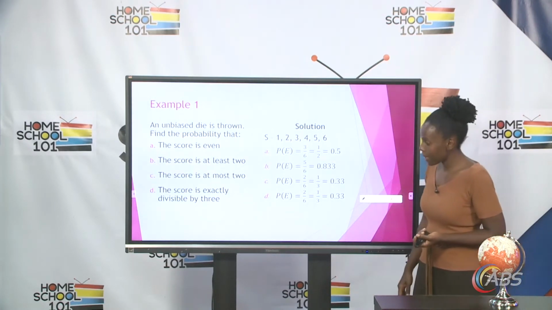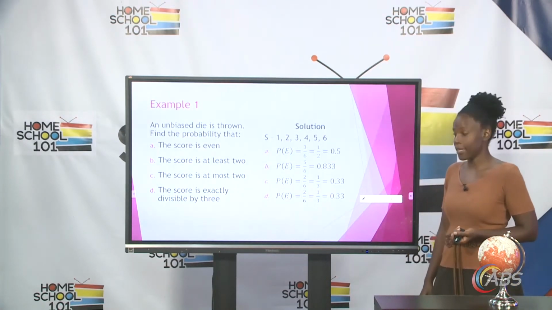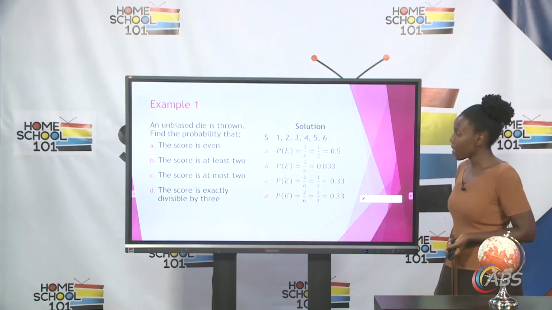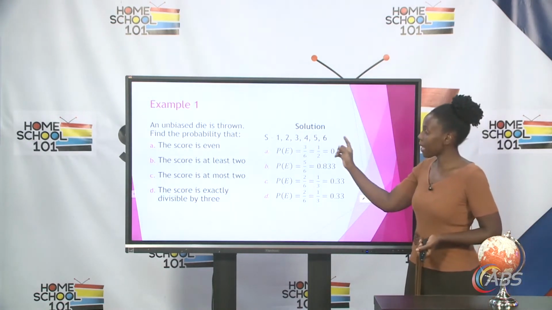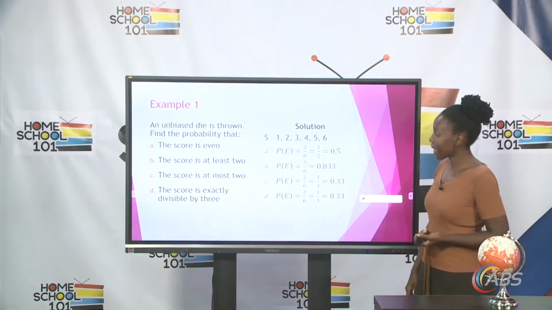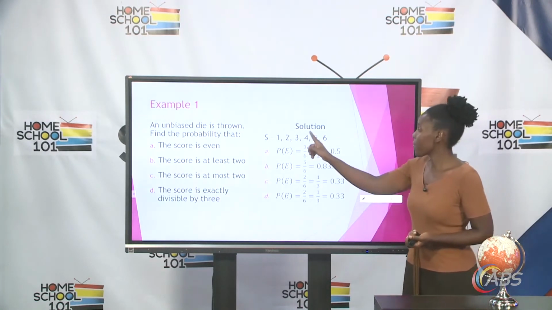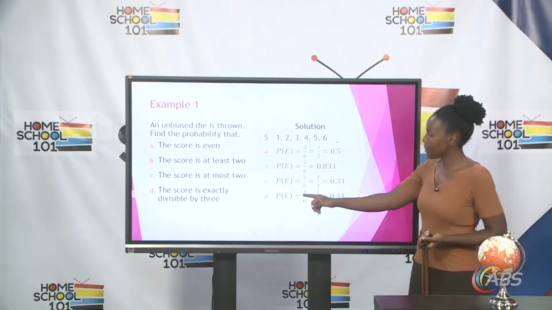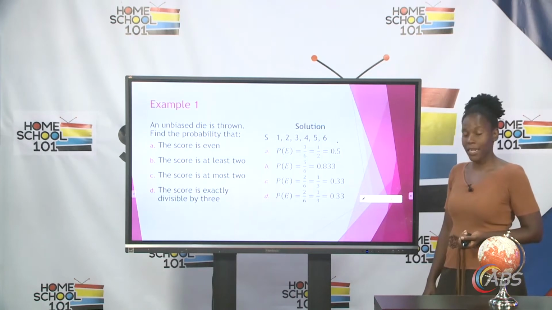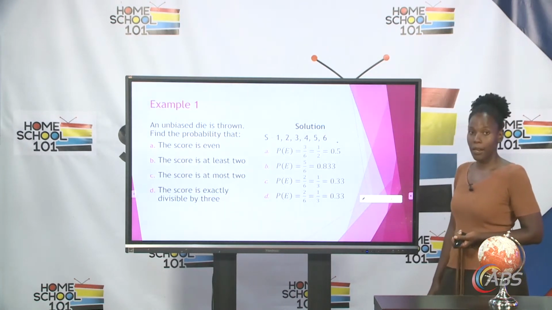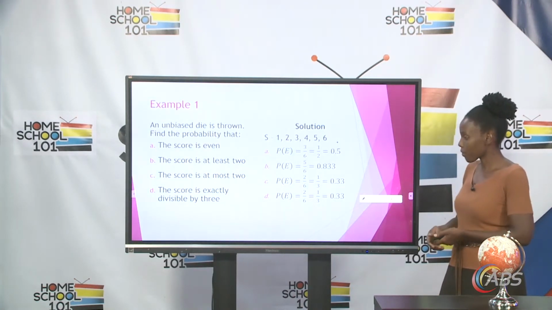And finally, it states that the score is exactly divisible by 3. Now, if we go back to the sample space, the numbers that are exactly divisible by 3 would be 3 and 6. Hence, the probability would be 2 divided by 6, which gives me a value of 0.33.